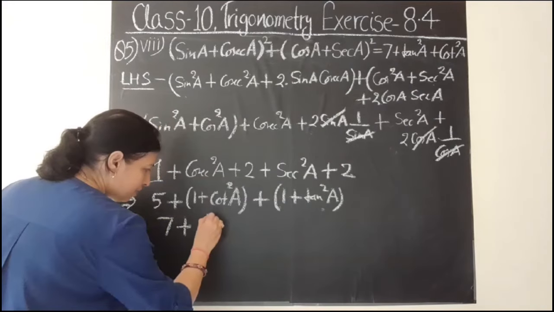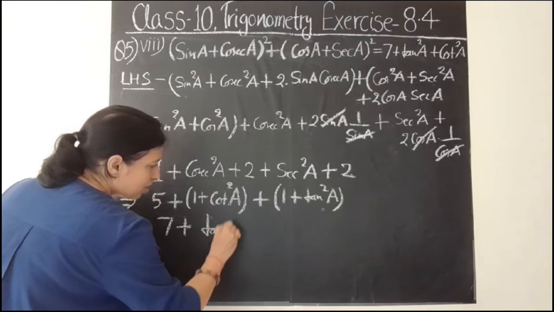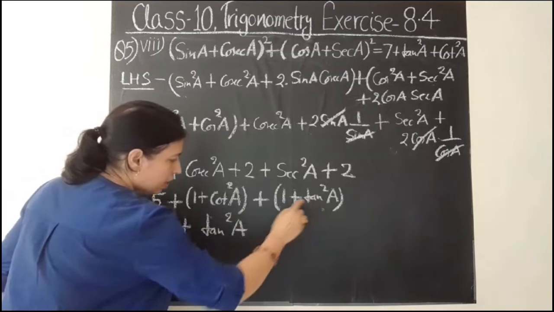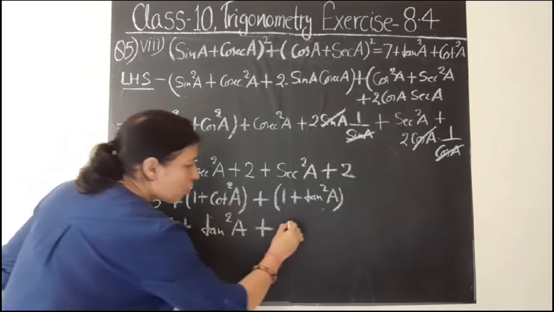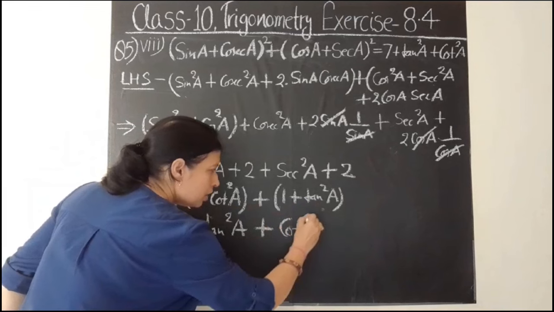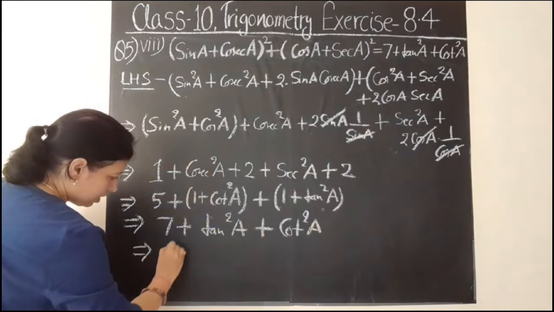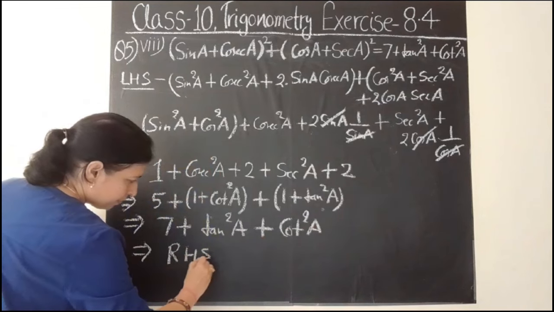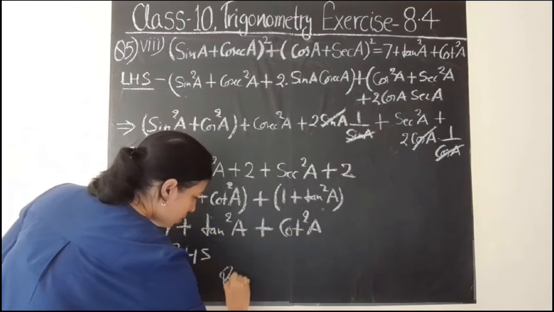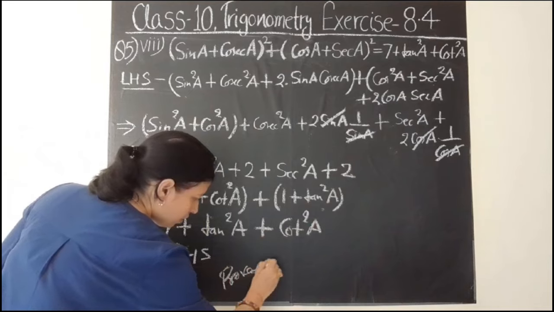So you can write first tan square A here, then write plus this cot square A. This one is your RHS. So it is proved. Okay, hence proved.